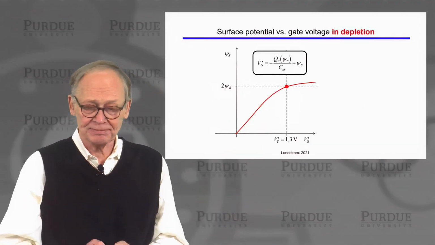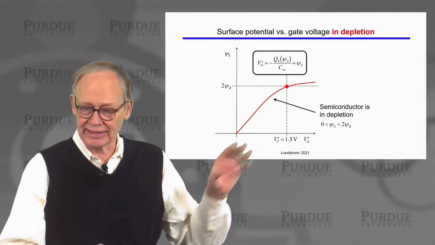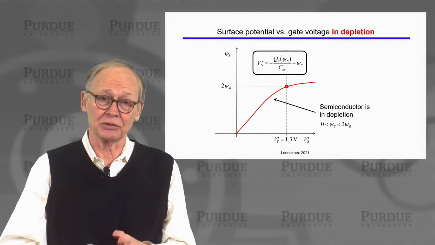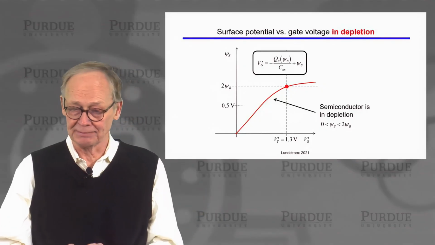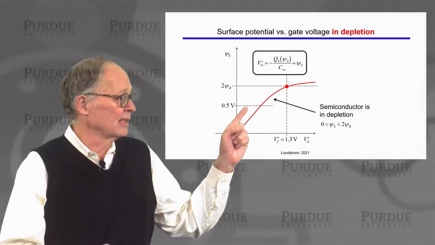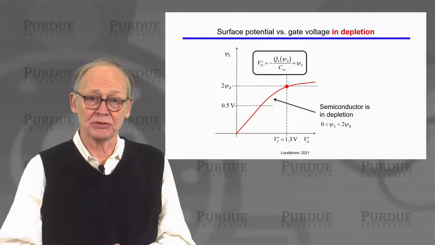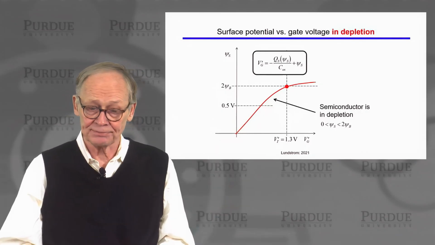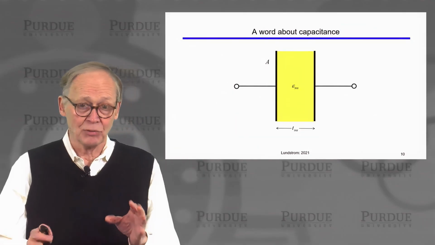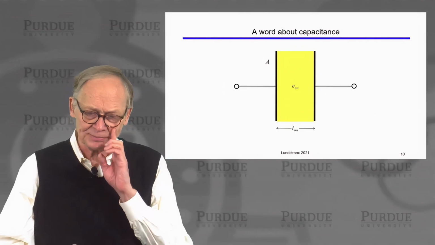Okay, so in depletion, we have the surface potential as a strong function of the gate voltage. This occurs when the band bending, when psi s is greater than 0 but less than 2 psi b. So we could ask ourselves a question, if we're interested in what gate voltage does it take to produce a surface potential of 0.5 volt, we can figure that out. Before we do that, let me just remark something we're going to discuss here in a minute.